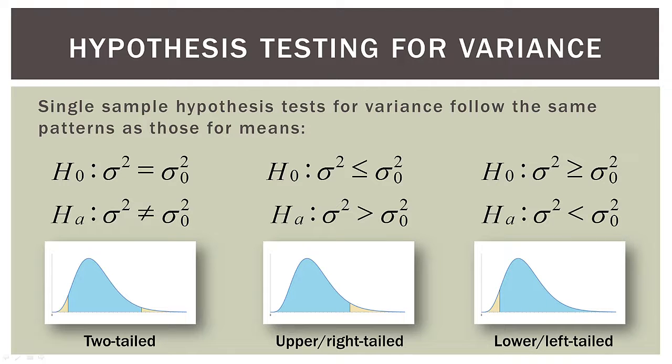Now the final type is where our null says sigma squared is greater than or equal to sigma squared hypothesized. Therefore, the alternative is that it's less than the hypothesized. So this is a lower-tailed test. Now, I want to point out that this last case, where we're looking in the lower tail, is very seldom used. We mainly focus on the left two, where we're interested in if it's equal or not, or in the middle, our population variance exceeds some hypothesized value.